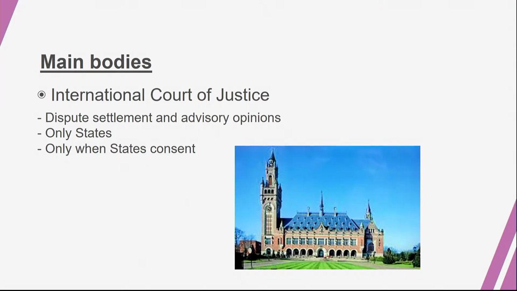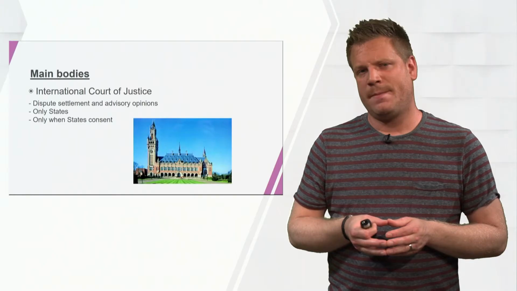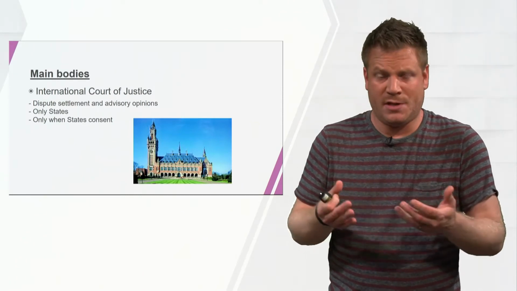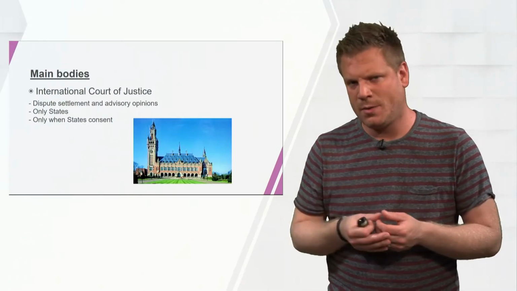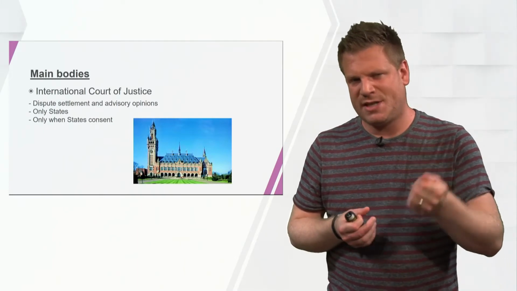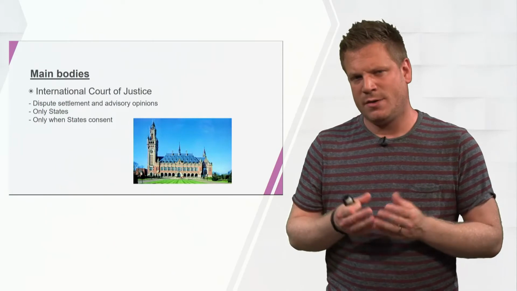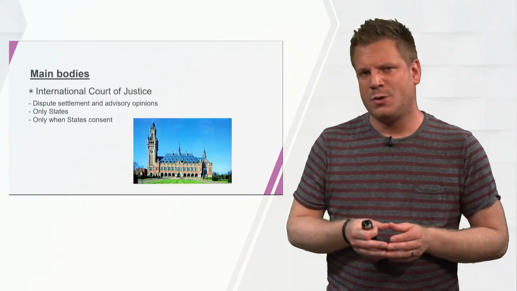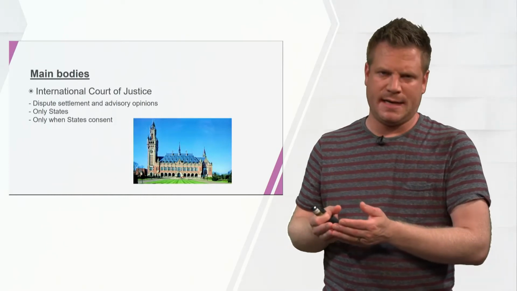This means that individuals who, for instance, violate international legal rules cannot be tried in front of the court. So if someone commits genocide, which is obviously prohibited in international humanitarian law, that person will not be brought before the International Court of Justice, and instead the United Nations will probably have to establish a separate tribunal to administer justice in those particular cases.